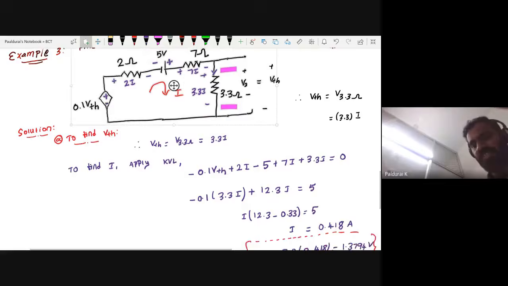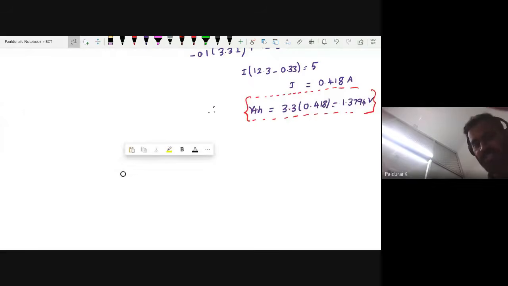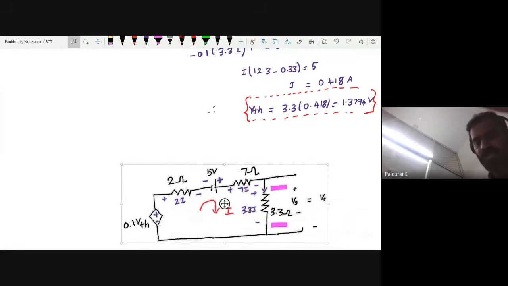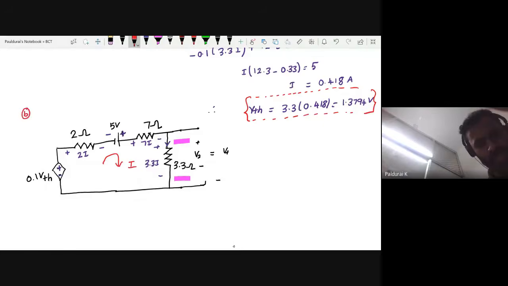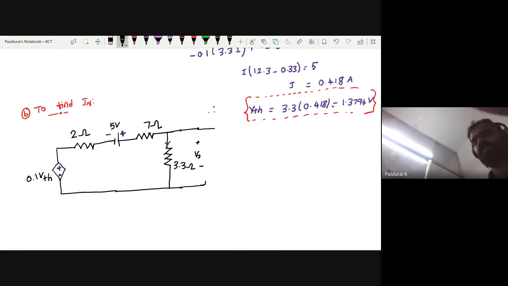So we found VTH. What's the next one? To find IN, the Norton current. So put the heading: substitution to find IN, the Norton current. Let me draw the original circuit. Here I have my node, R out, where V2 is the voltage across this R out.